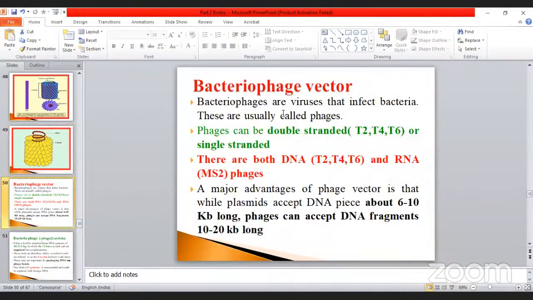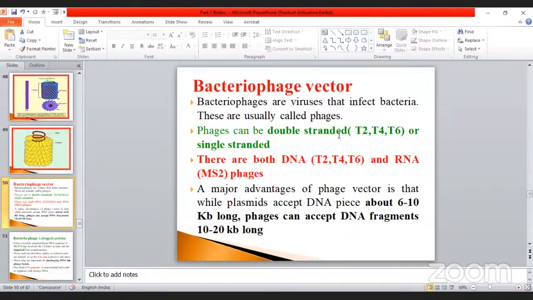Next, the bacteriophage vectors. Already we discussed bacteriophages. Phages are nothing but viruses that act on or infect bacteria. Such types of viruses are called bacteriophages, or viruses that infect bacteria. These are usually called phages.